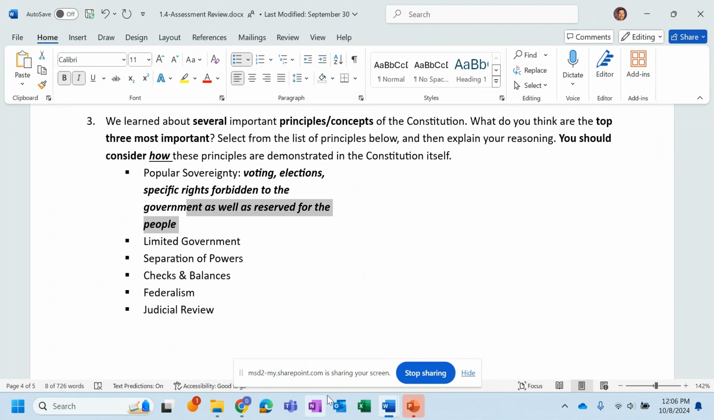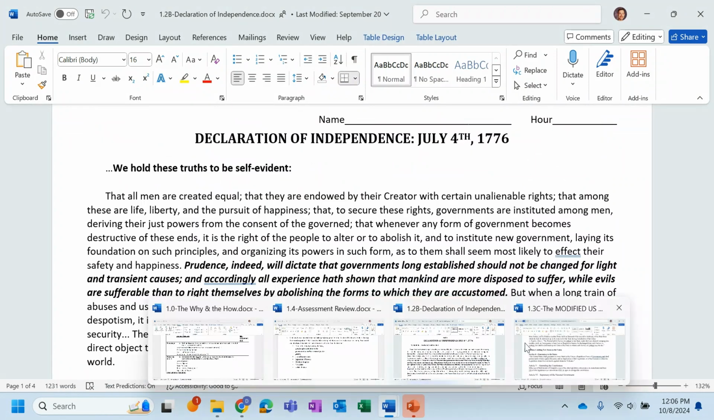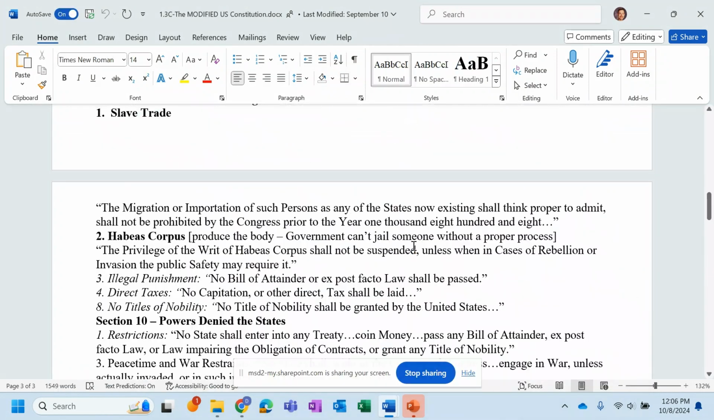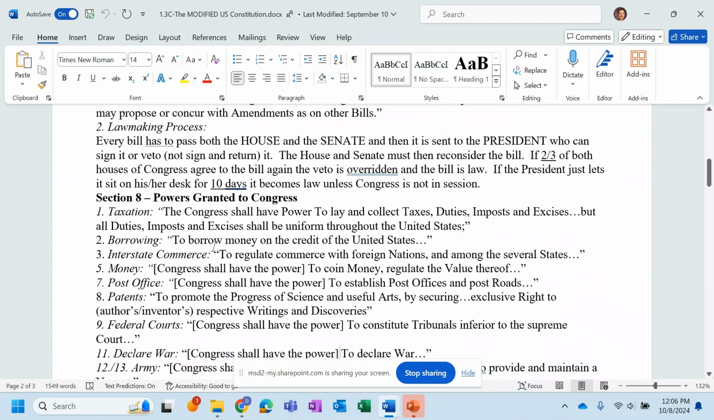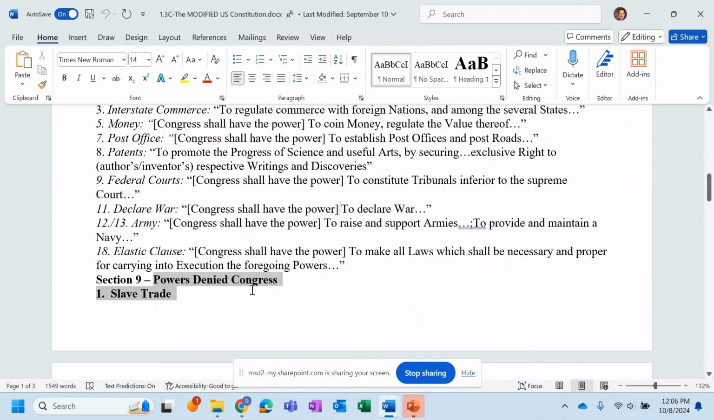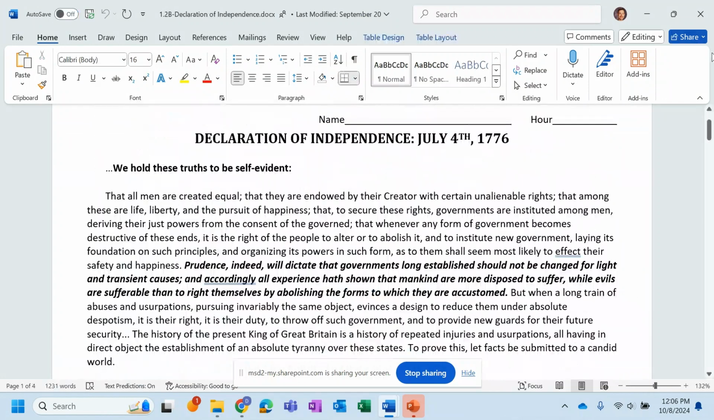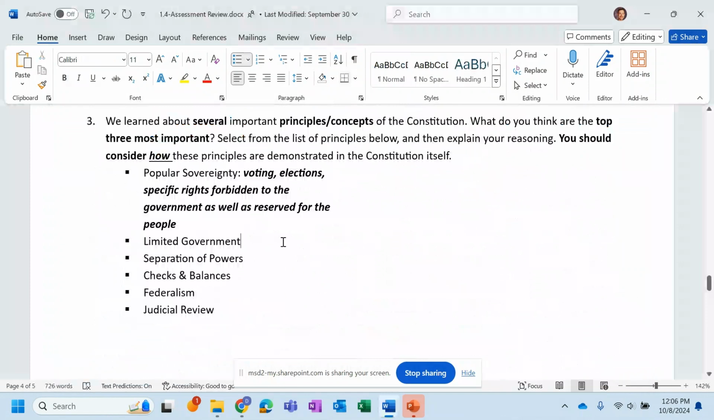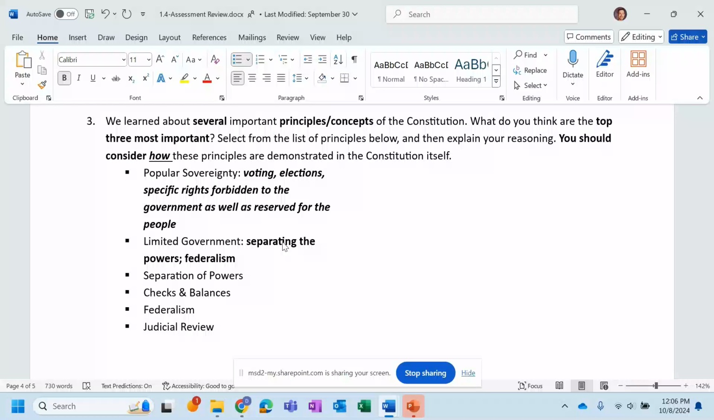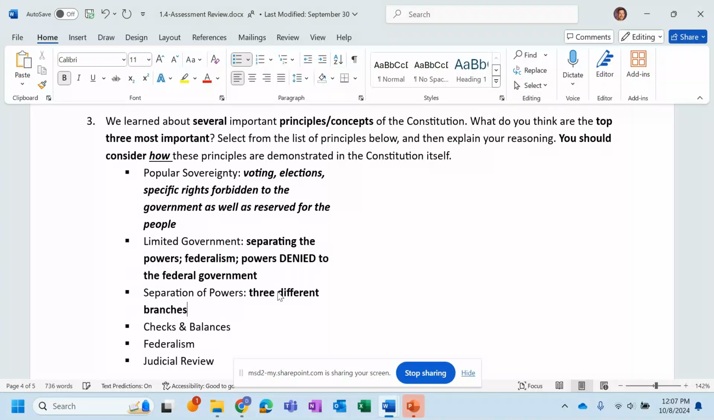Saying that the government, like if you look at the Constitution right here, it says there are powers denied to the states, but there are also powers denied to Congress. So they're literally saying these are the powers that we don't have. So they're actually giving powers away from themselves. Limited government, again, separating the powers. You've got federalism as an example, the fact that we have state and local governments. Powers denied to the federal government are in there. Separation of powers: an easy one is we have 3 different branches. We also have federal versus state and local.